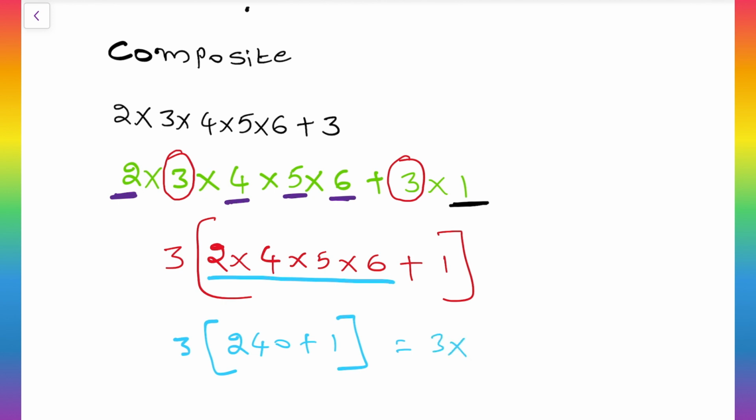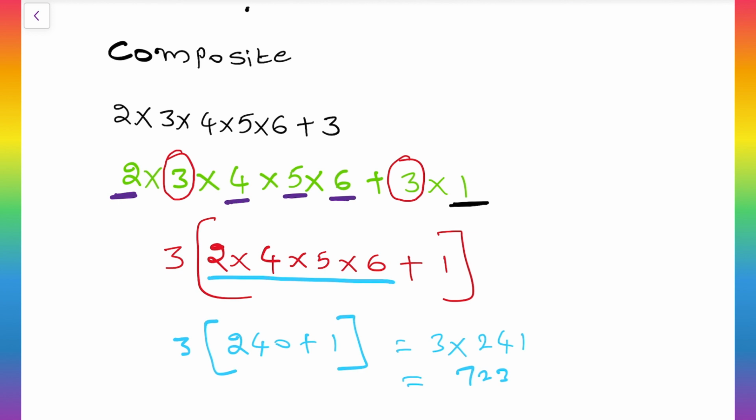3 into 240 plus 1, 241. 3 times 241: 3 ones are 3, 3 fours are 12, 2 write 1 carry, 3 twos are 6 plus 1 is 7, so 723. Then 723 is a composite number. If it is a small number, we can easily say whether it is a composite number or a prime number or something else. But in this case, is it possible to say it is a prime number or composite number?